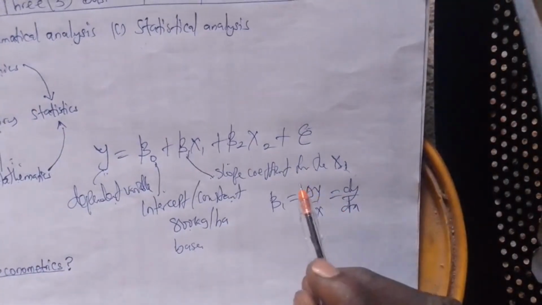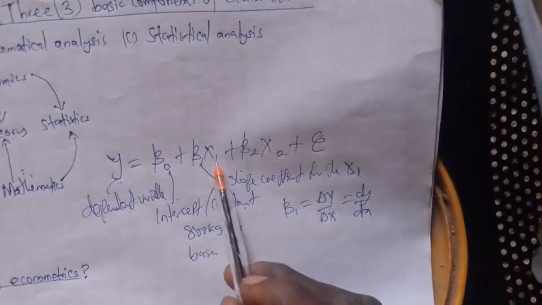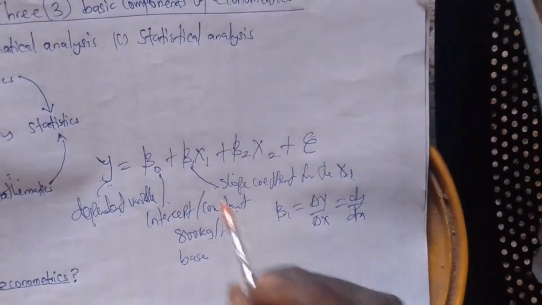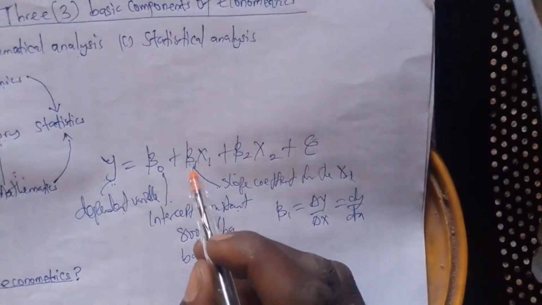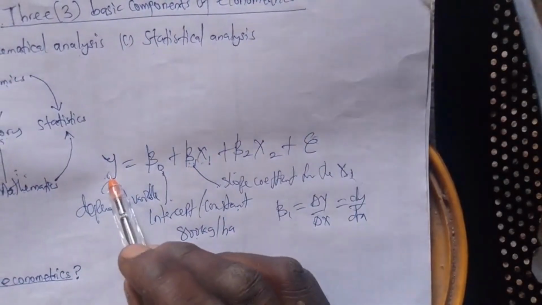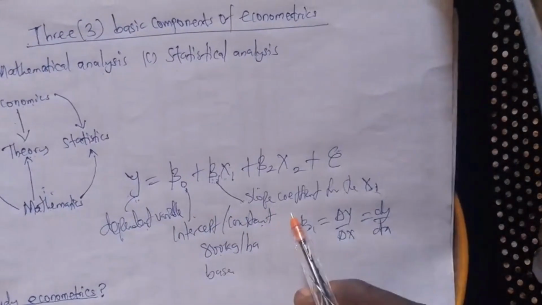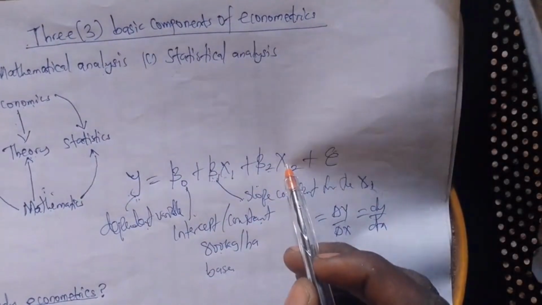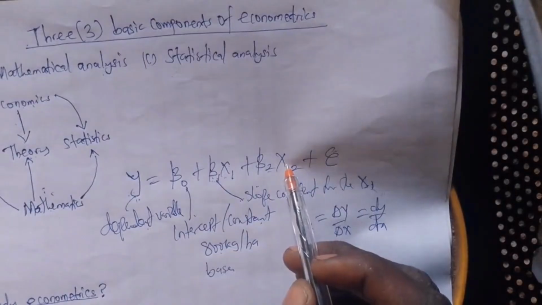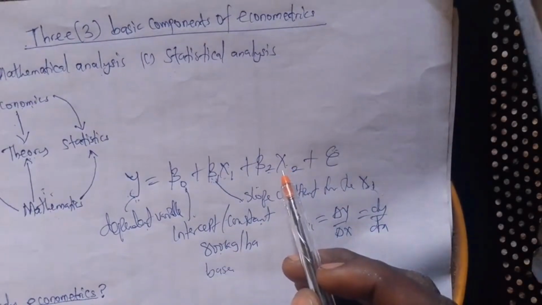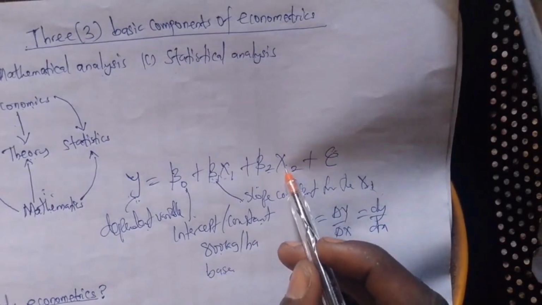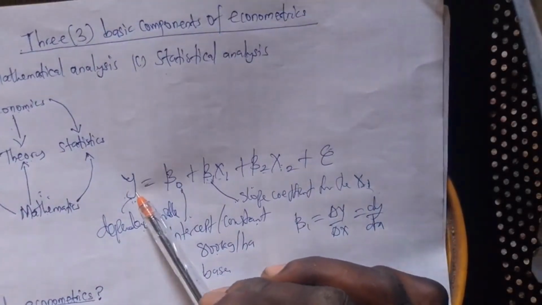β₁ is the amount of change caused by the independent variable on the dependent variable. Then β₂, the slope coefficient for variable x2, which in this case is the extra hour of irrigation, is the amount of change caused by the extra hour of irrigation on yield, which is the dependent variable.